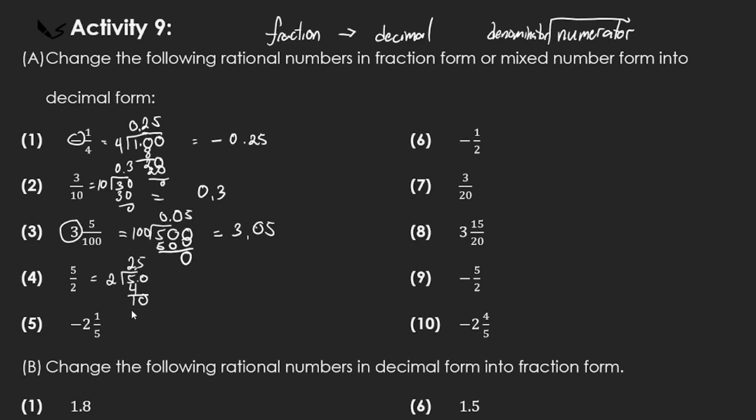So 5 times 2 is 10, and we have no more remainder. So this would be 2.5.